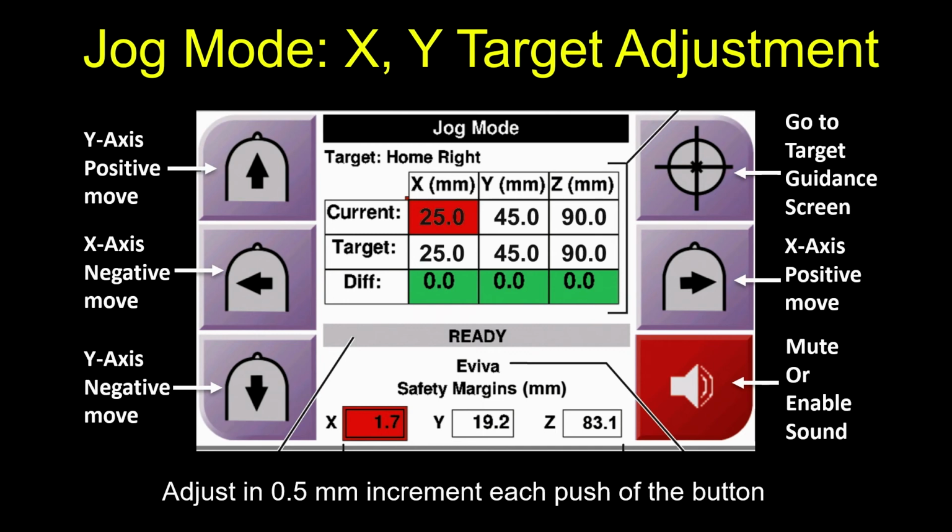Okay, so if after firing the needle, you notice that your target is off slightly from the needle, you can adjust the needle position within the breast, use the jog mode. So you can jog along the X direction or the Y direction to put the needle closer to your target, and each push of the button adjusts by 0.5 millimeter increment.